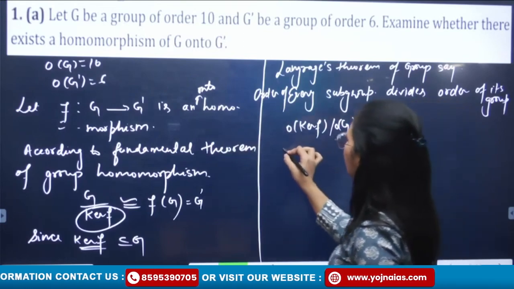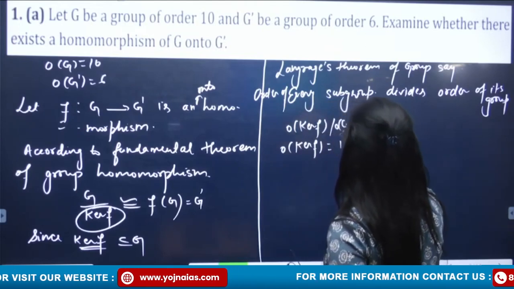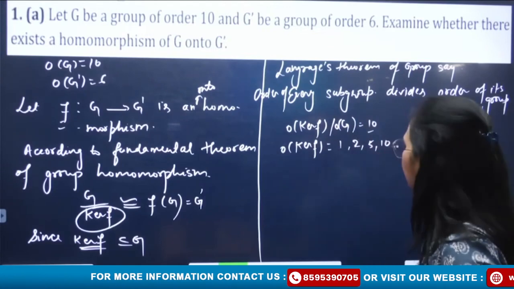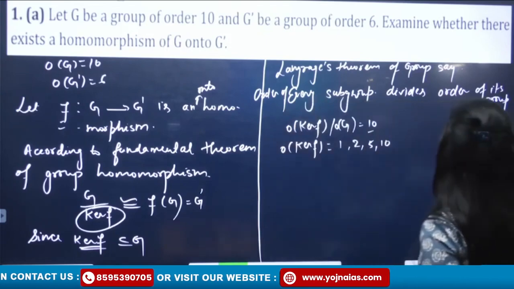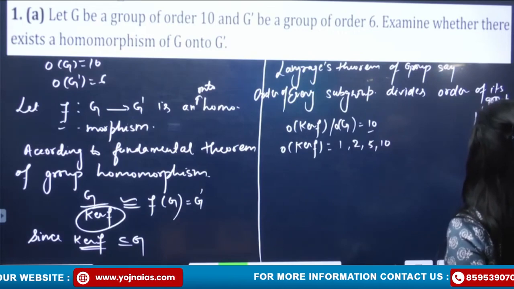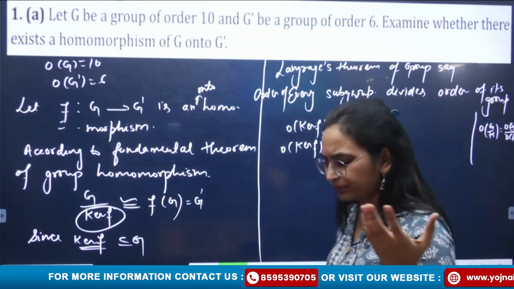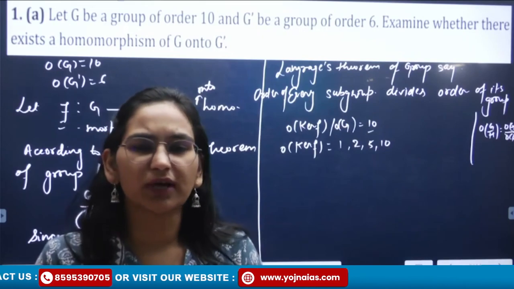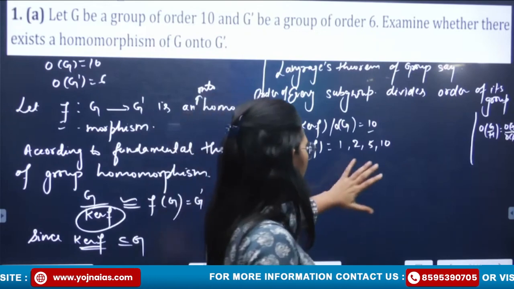So the order of the kernel of f can have only these choices: it would be either 1, 2, 5 or 10. Now if this divides this, then what is the order of G by H? We have another result: the order of G by H is nothing but the order of G divided by the order of H. And again, we have a result that if one group is isomorphic to another, then the orders of both groups would be the same. It cannot be different. So we will use these results.